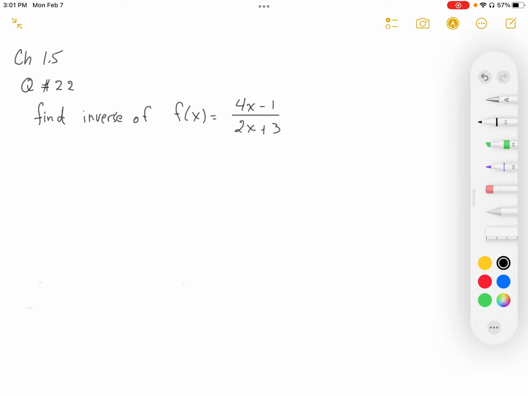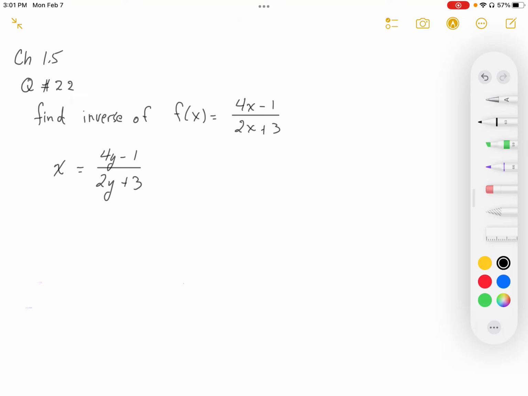To find the inverse of (4x minus 1) over (2x plus 3), we first want to switch the x and y's in the expression. So I'm going to make it x equals (4y minus 1) over (2y plus 3). So we need to solve for y to find the inverse expression. So this is the inverse, but we want an inverse expression in terms where it's y equals.